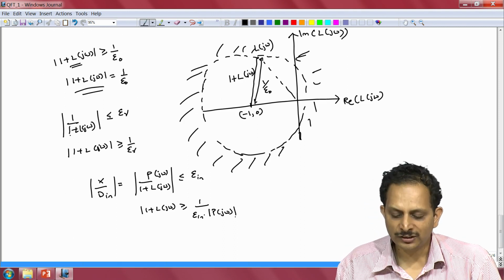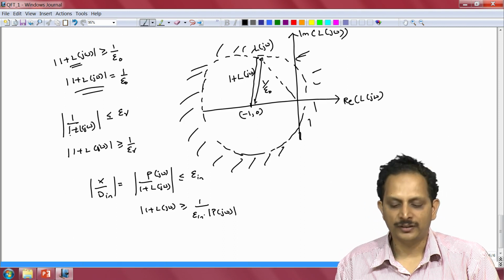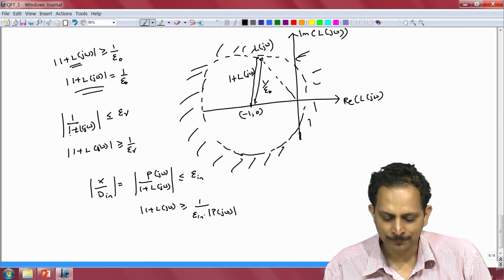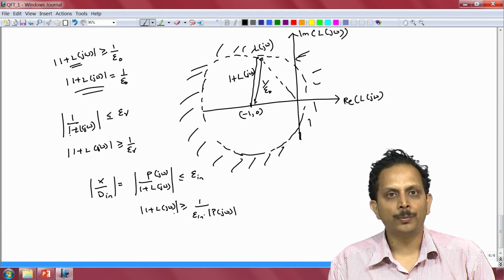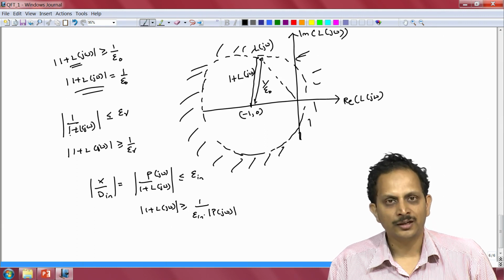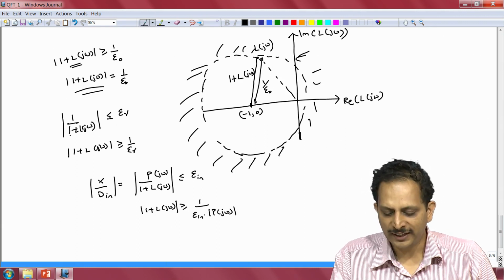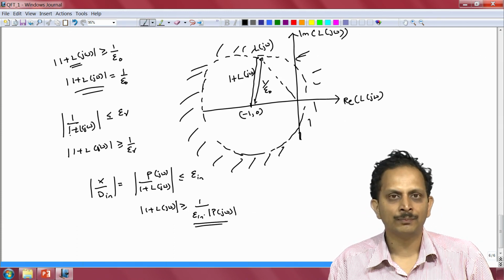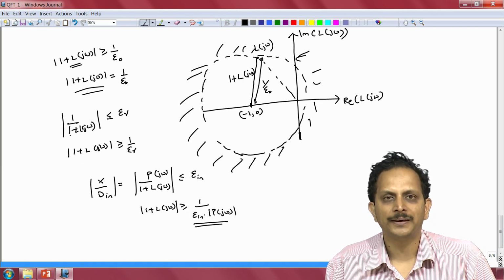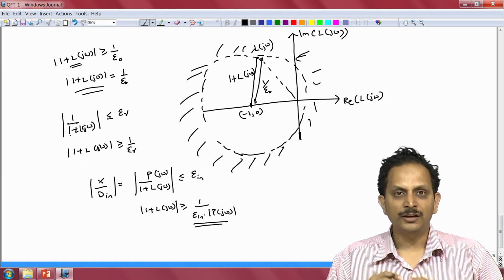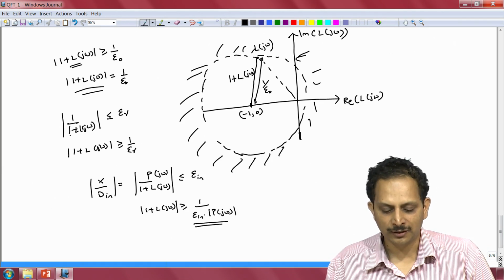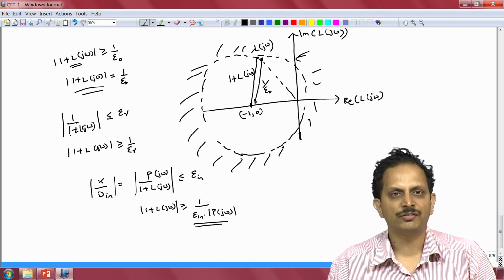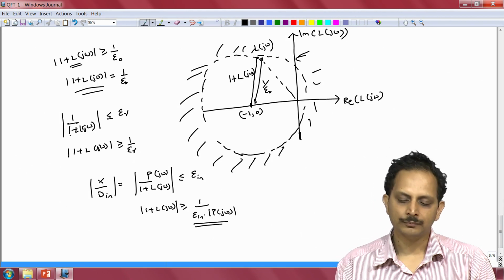So in the frequency range omega of interest to us, where the input disturbance affects our plant, we need to choose the loop gain to lie in a region that is outside of a circle of radius given by 1 by epsilon in times magnitude of p of j omega and centered at the point minus 1 comma 0. So if the loop gain assumes values outside the circle, we are then guaranteed to be able to reject the input disturbance by the specified amount epsilon in.